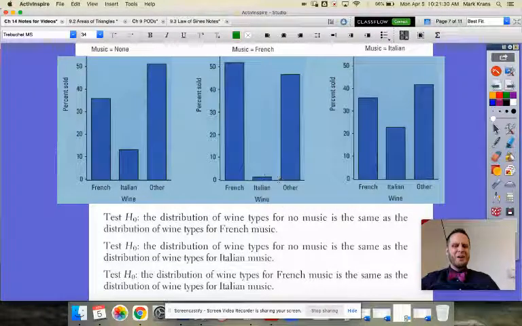So how would our null hypothesis sound? Well, it's really multiple different ones if you tried to break it down, and we're going to combine it into one chi-square test, okay? The distribution of wine types for no music is the same as French, or no music is the same as Italian, or French is the same as Italian. Or alternatively, there's a difference in at least one of these pairs, but like there's multiple sort of comparisons. We want to compare none to French, none to Italian, French to Italian. Can we do it all in one fell swoop? The answer is yes. Okay.